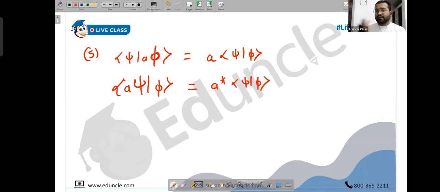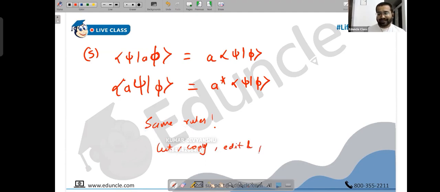So yesterday's idea completely. Whatever we learned yesterday, same rules of scalar product. Same rules. Cut, copy, paste. Cut, copy, edit, and paste. Somewhat edit: you have to replace the brackets with the bracket and paste. So all the same rules. If you want, you can leave pages or just write cut, copy, a little edit, and then paste.